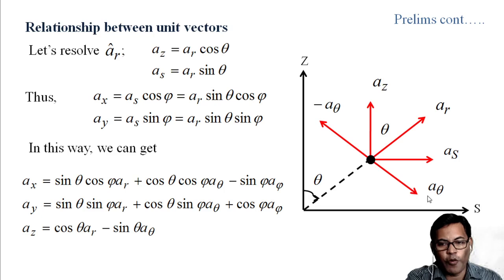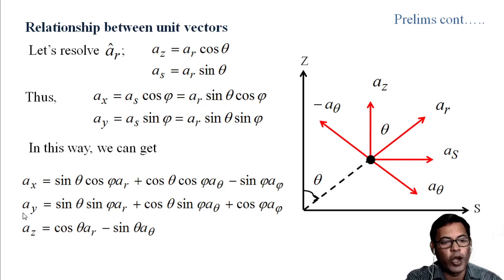here you can see the component of a_theta also we can find out. The component of a_theta along a_s we will get, so this is theta, so it will be a_s cos theta. So a_s cos theta along the direction of x, so a_s cos theta cos phi. So here cos phi cos theta a_theta, and the component of a_phi along the a_x only we will have, that is minus sin phi a_phi.